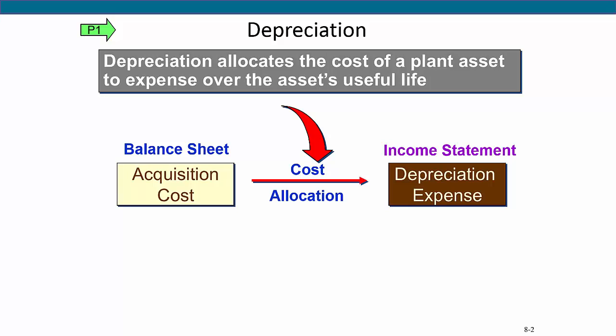Depreciation is the process of allocating the cost of a plant asset to expense in the accounting periods in which it's used. Depreciation does not measure the decline in the asset's market value each period, nor does it measure the asset's physical deterioration. Since depreciation reflects the cost of using a plant asset, depreciation charges are only recorded when the asset is actually in service.